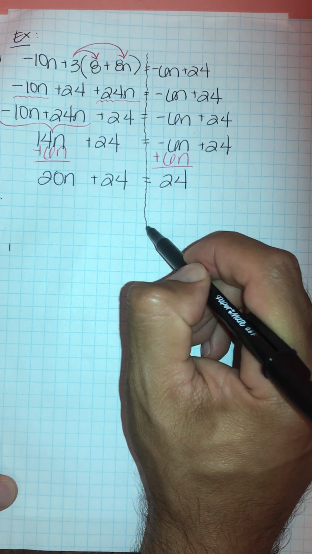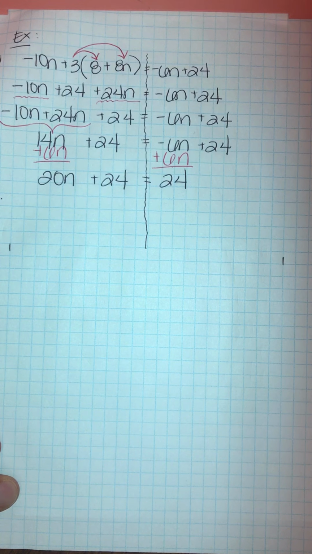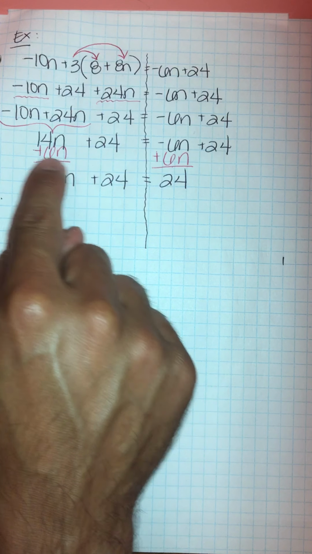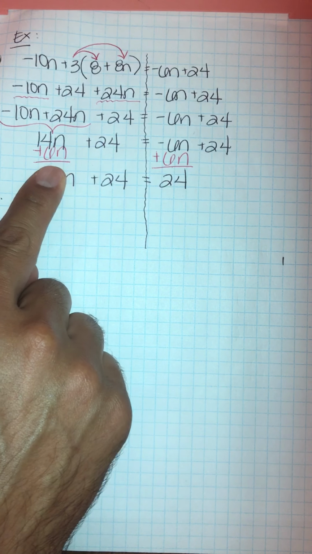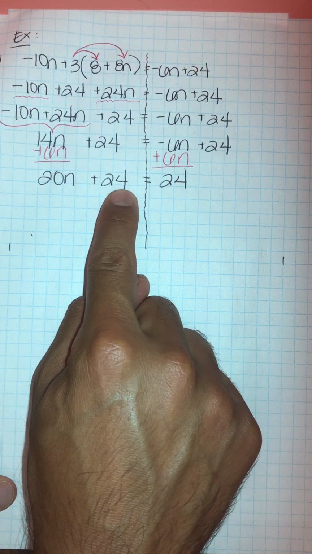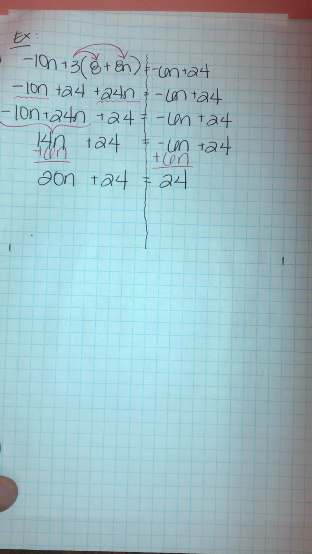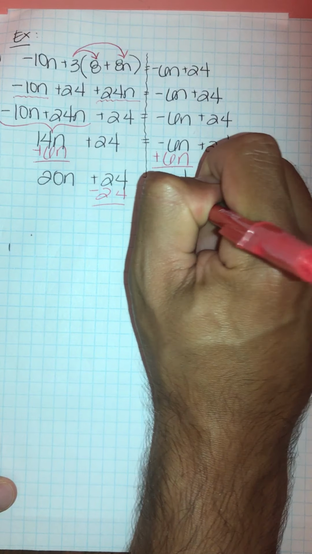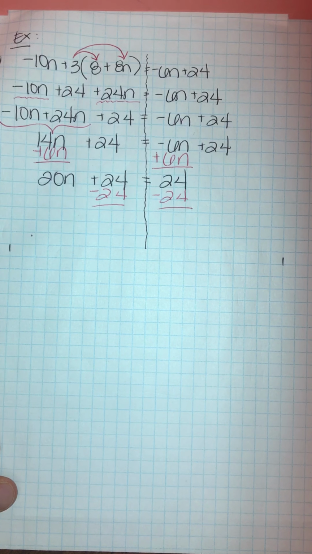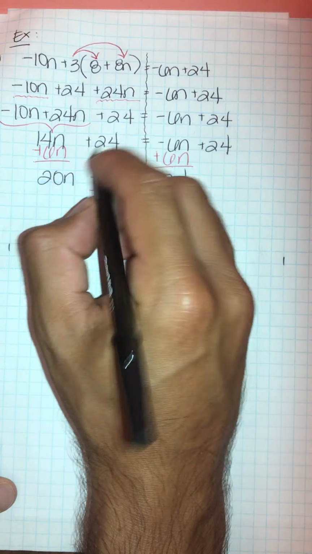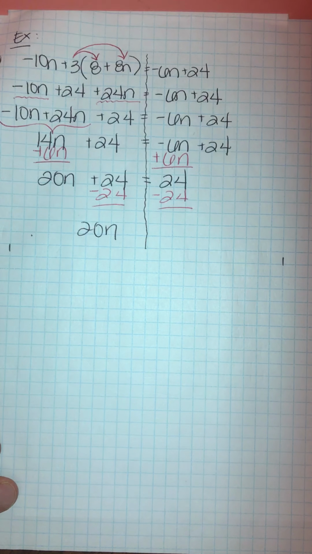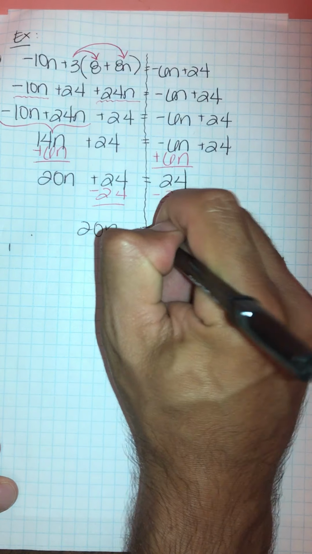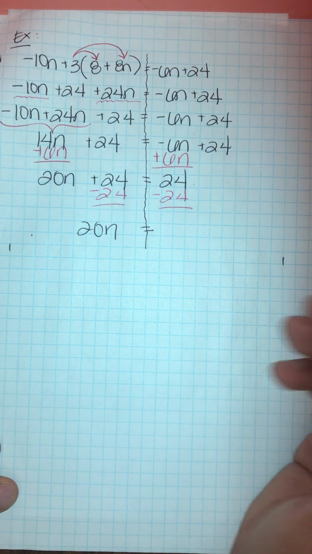Now you've gone ahead and simplified it to a two-step problem. Recall, we want to leave the 20n alone. On the left-hand side here, we have to get rid of that positive 24. The opposite of plus 24 is minus 24. Both sides. 20n, bring it down. Plus 24 minus 24 cancels. And we look at this right side. 24 minus 24 is 0.